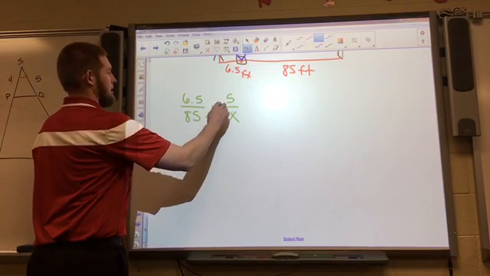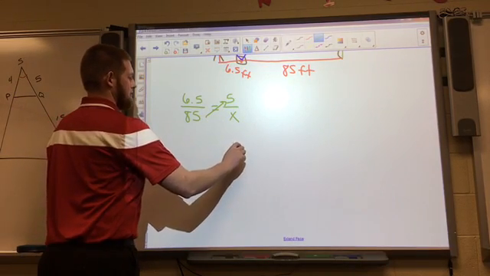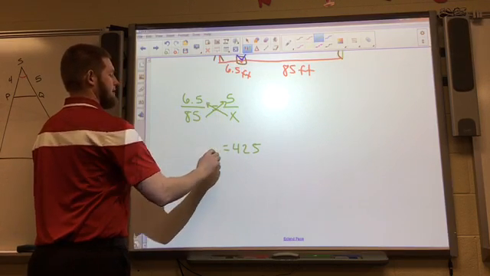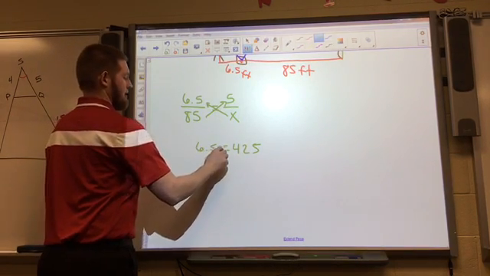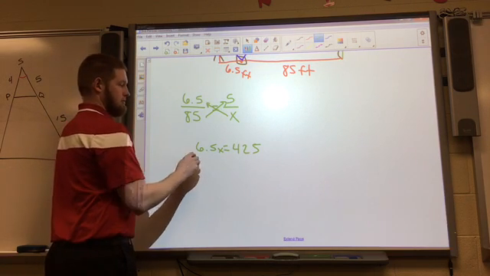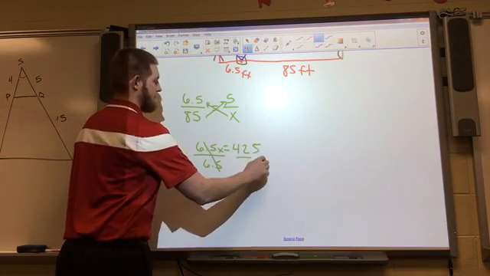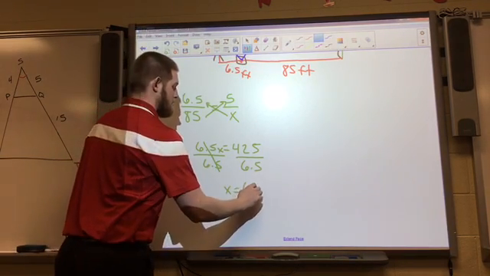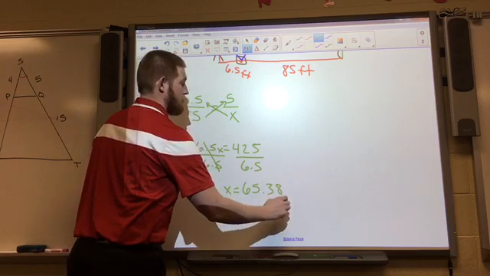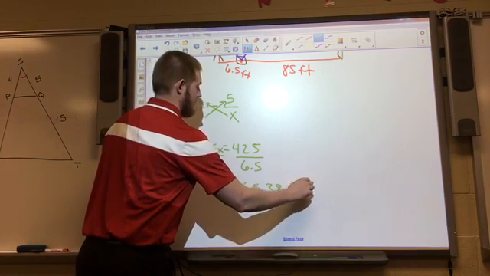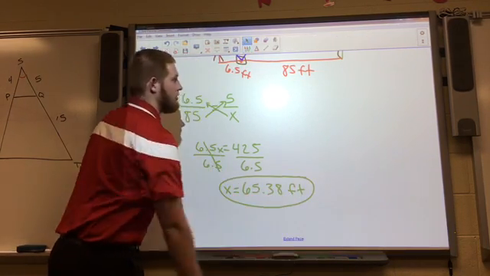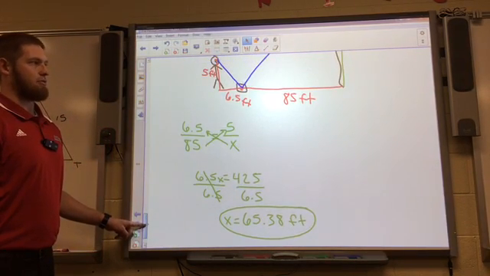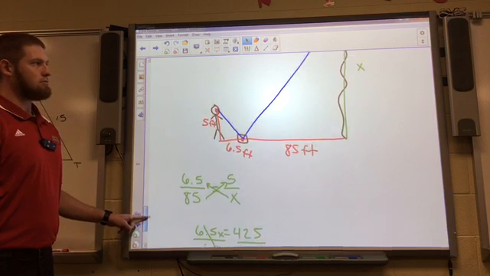So I cross multiply. 85 times 5 is 425. x times 6.5 is 6.5x. Divide by 6.5. x equals 65.38. Label feet. So the rock wall he has to climb is how tall? 65.38 feet tall. That's pretty tall.